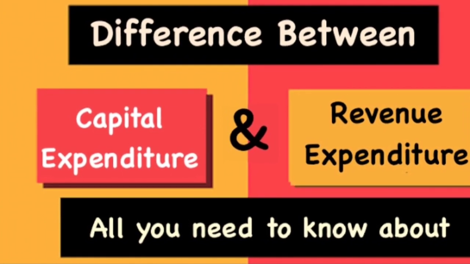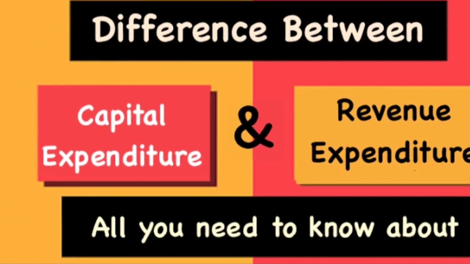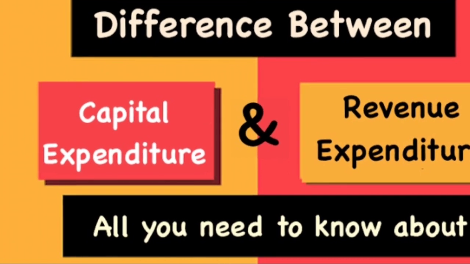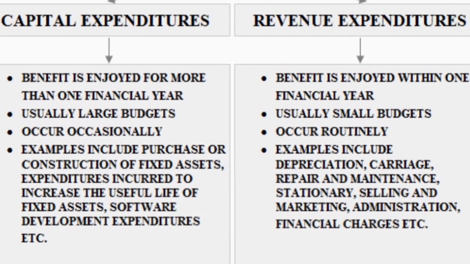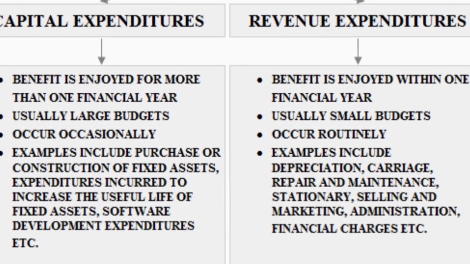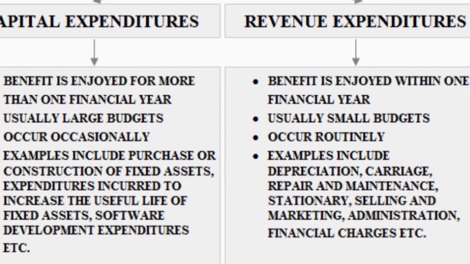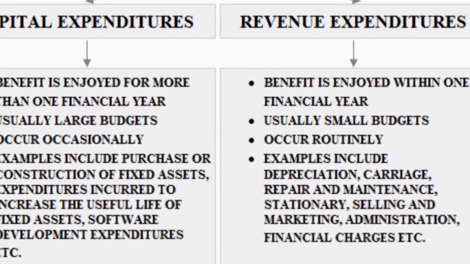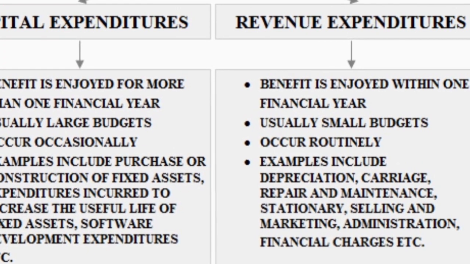Now on the other hand, revenue expenditure has the following features. Number 1, it is incurred for the day-to-day running of the business. For example, payment of salaries, rent, electricity bill, etc. Number 2, it is incurred to maintain the fixed assets in proper working condition. Example, repair cost, maintenance cost, and so on.